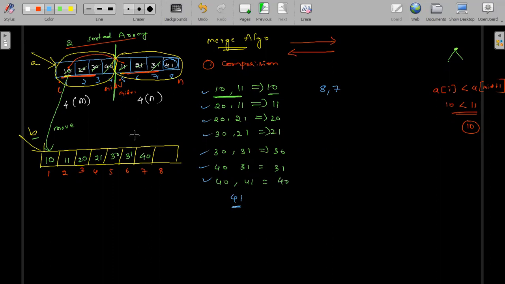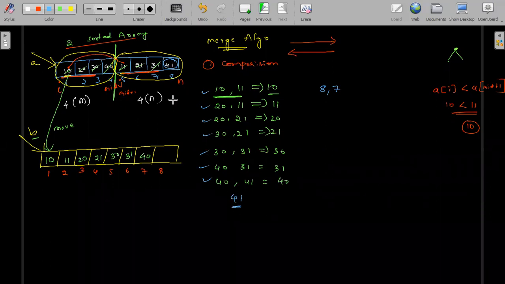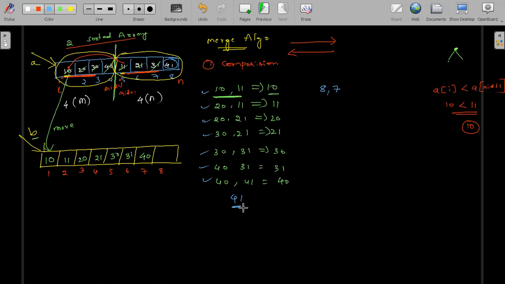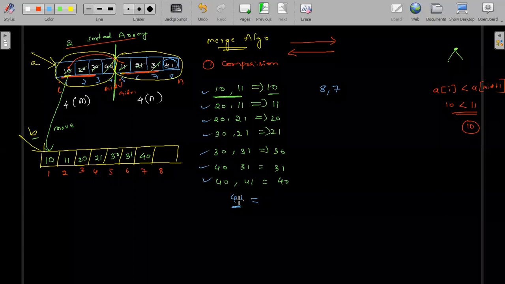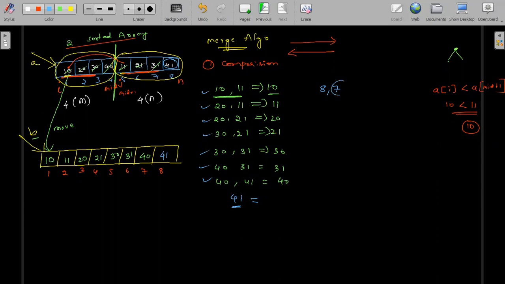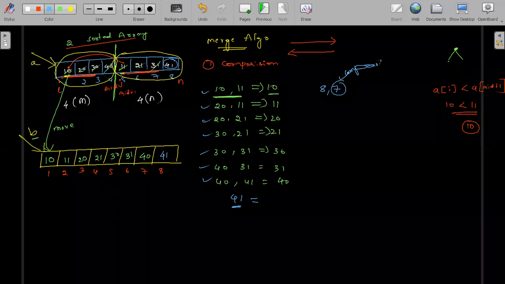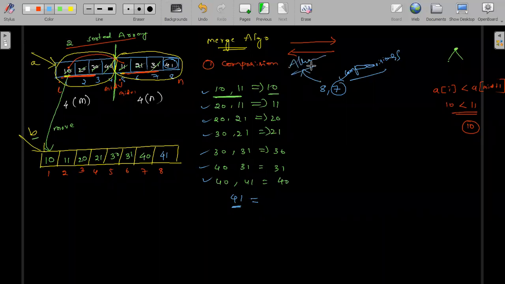But see here, whatever the last element you got, you identify that this is the last element. Again, you just have to copy that element. Whatever element is left in this particular array, you just have to copy it to this particular B array. 41. Nothing but 7 comparisons are happening here. Okay. 8 elements are available, but how many movements are happening? 8 movements are happening. Okay.